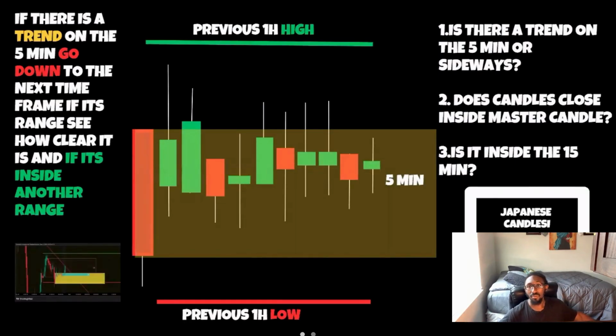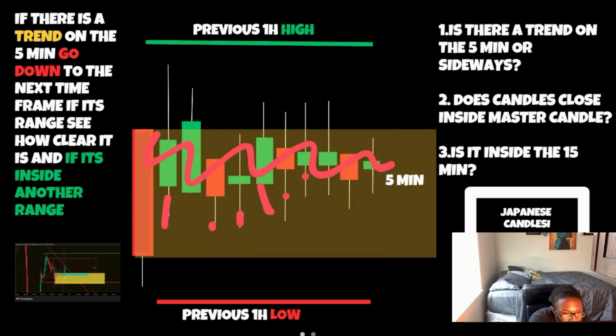Our medium time frames are from 45 minutes all the way to like 5 minutes, 3 minutes. Boom. So now we're on the same thing. If there is a trend on the 5 minute, go down to the next time frame. If it's range, see how clear it is, and if it's inside another range, right? Is there a trend on the 5 minute or sideways? It's going sideways, but it's not the clearest, right?